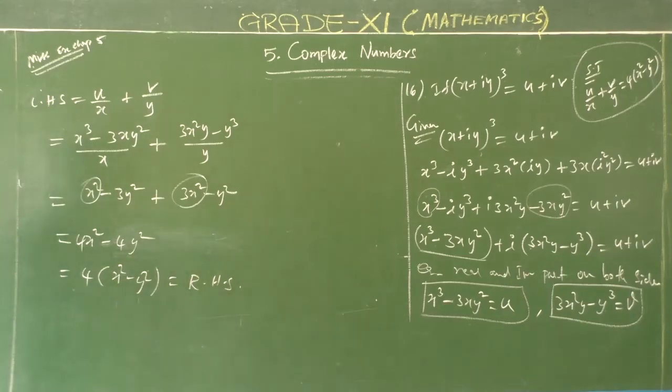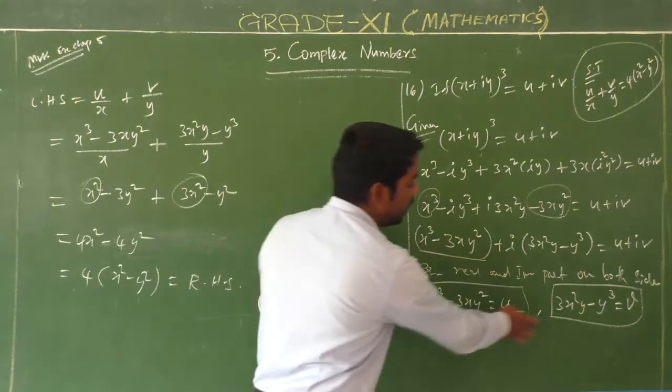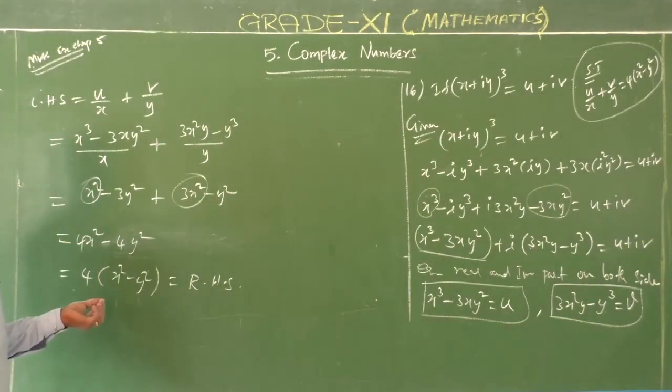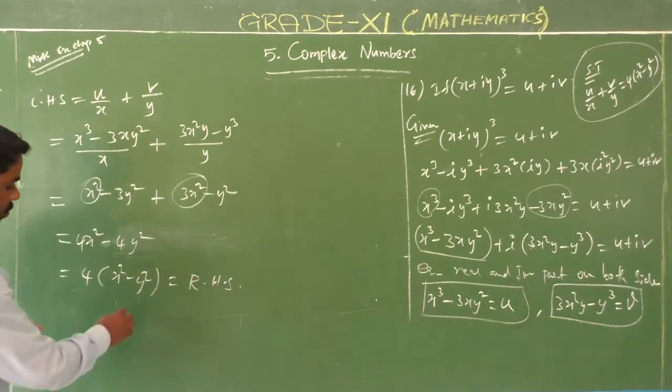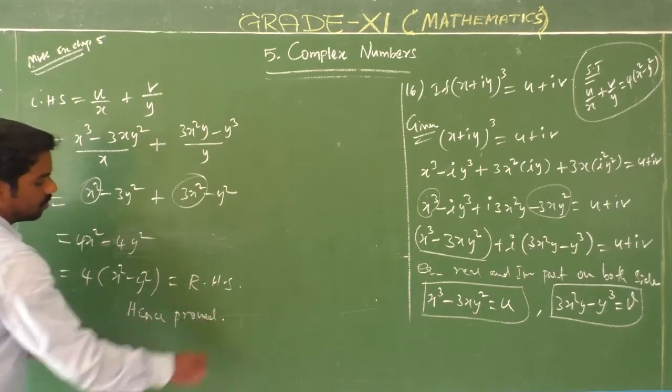LHS is u by x plus v by y. First find u and v, now substitute these values and simplify. We have 4 of x squared minus y squared, which is the RHS. Hence proved. Okay, right. Next.